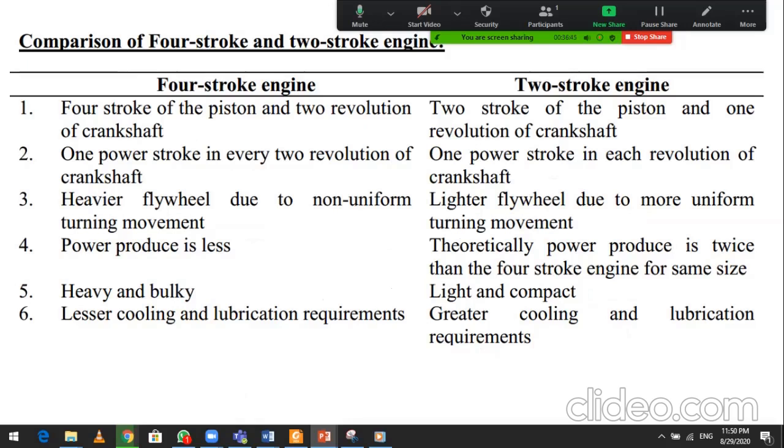2 strokes of the piston and 1 revolution of the crankshaft. 1 power stroke in every 2 revolutions of the crankshaft. 1 power stroke in each revolution of the crankshaft.